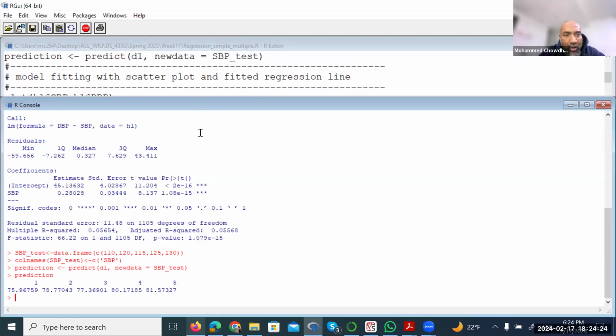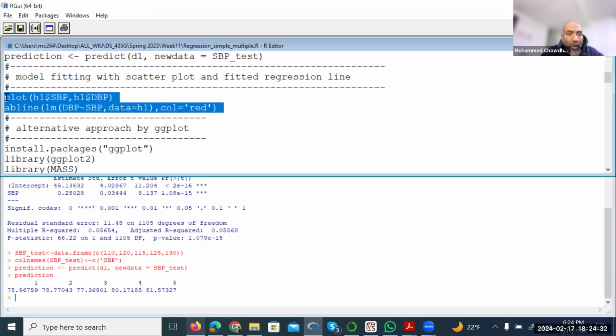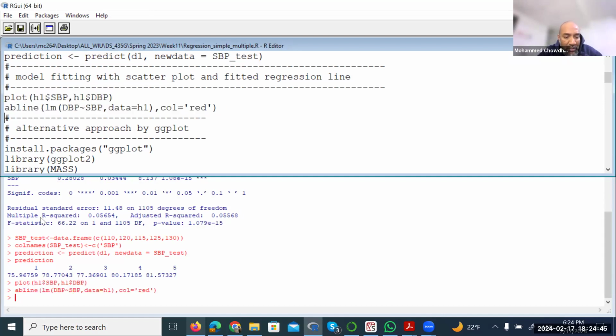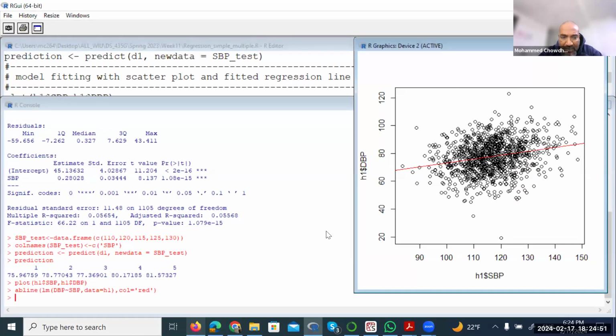Now we want to do a scatter plot with regression line for the SBP and DBP. So this is the way we can do the scatter plot. We plot from H1 data, we plot SBP and DBP. SBP is my independent variable, DBP is my dependent variable, and I am specifying the abline in order to see the graph. So this is the graph. The graph is hiding within the R console and R editor. But if you press Control Tab, the figure will appear. And you see, I fitted this average line in here.